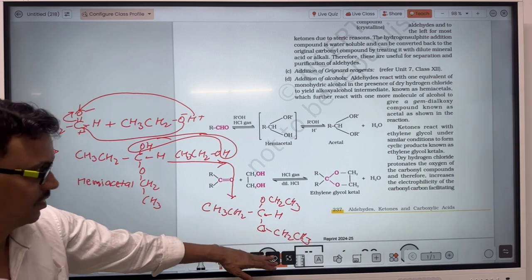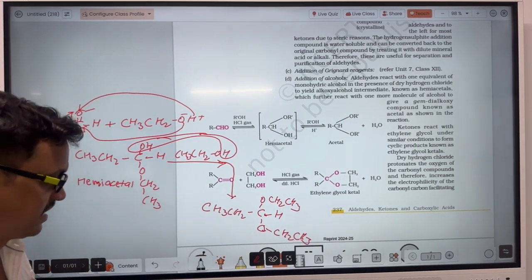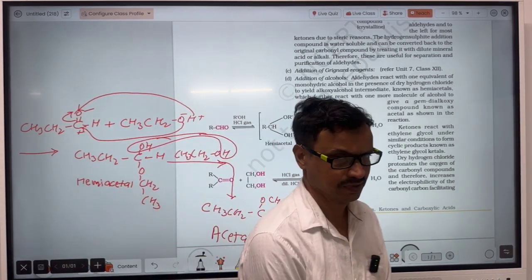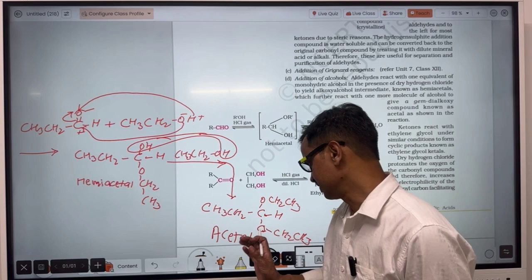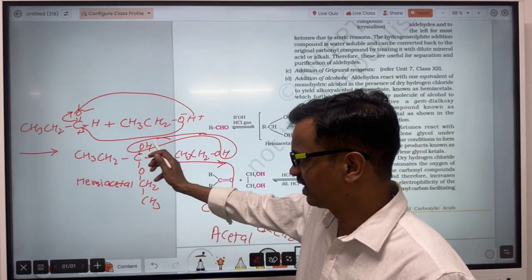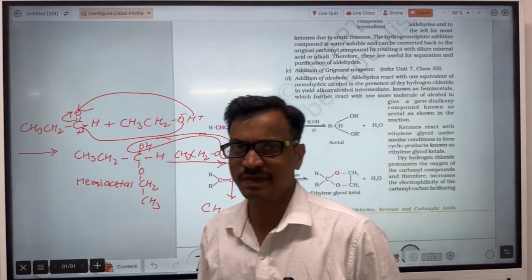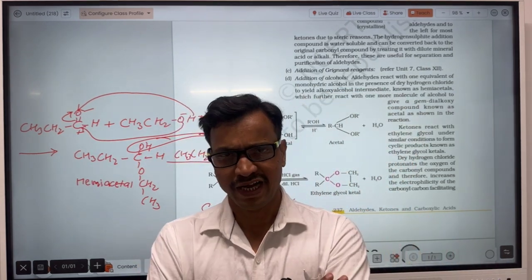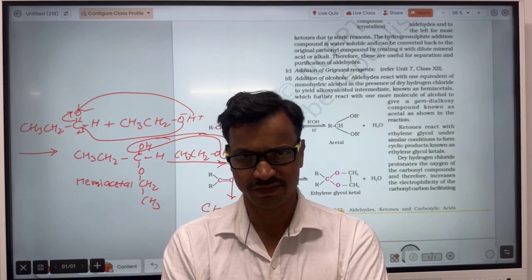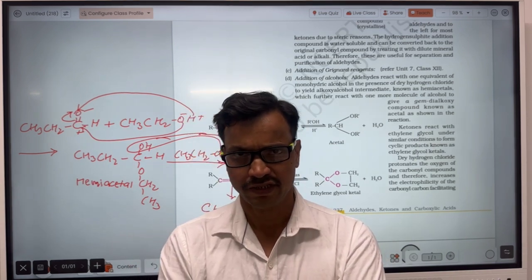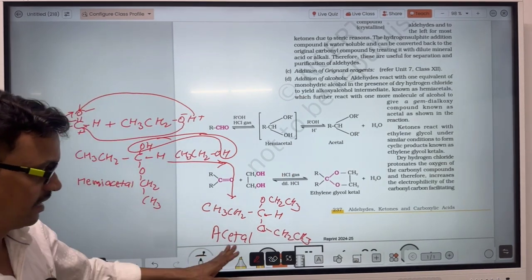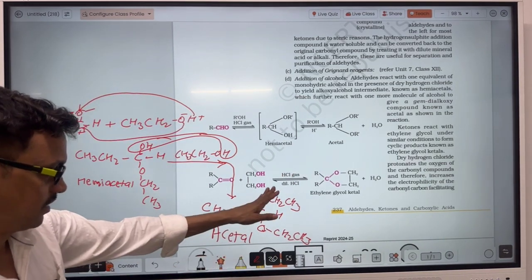That means when two alkoxy groups are bonded to the carbon, that will be called acetal. In acetal, the two alkoxy groups will be bonded to the carbon, and in hemiacetal there will be one alkoxy group and one hydroxyl group bonded. Keep in mind, in hemiacetal one hydroxyl group and one alkoxy group will be bonded to a carbon atom, while in case of acetal the two alkoxy groups will be bonded to the carbon atom. So that is acetal. Let's see about the ketal.